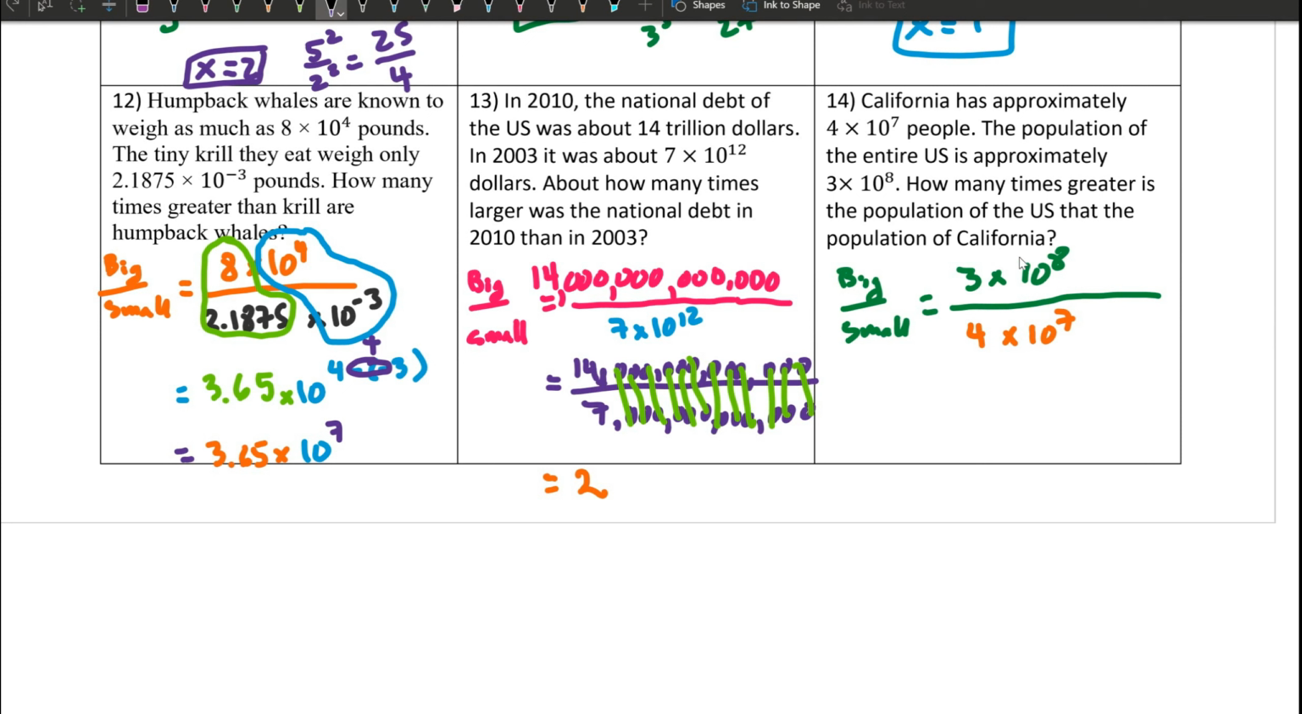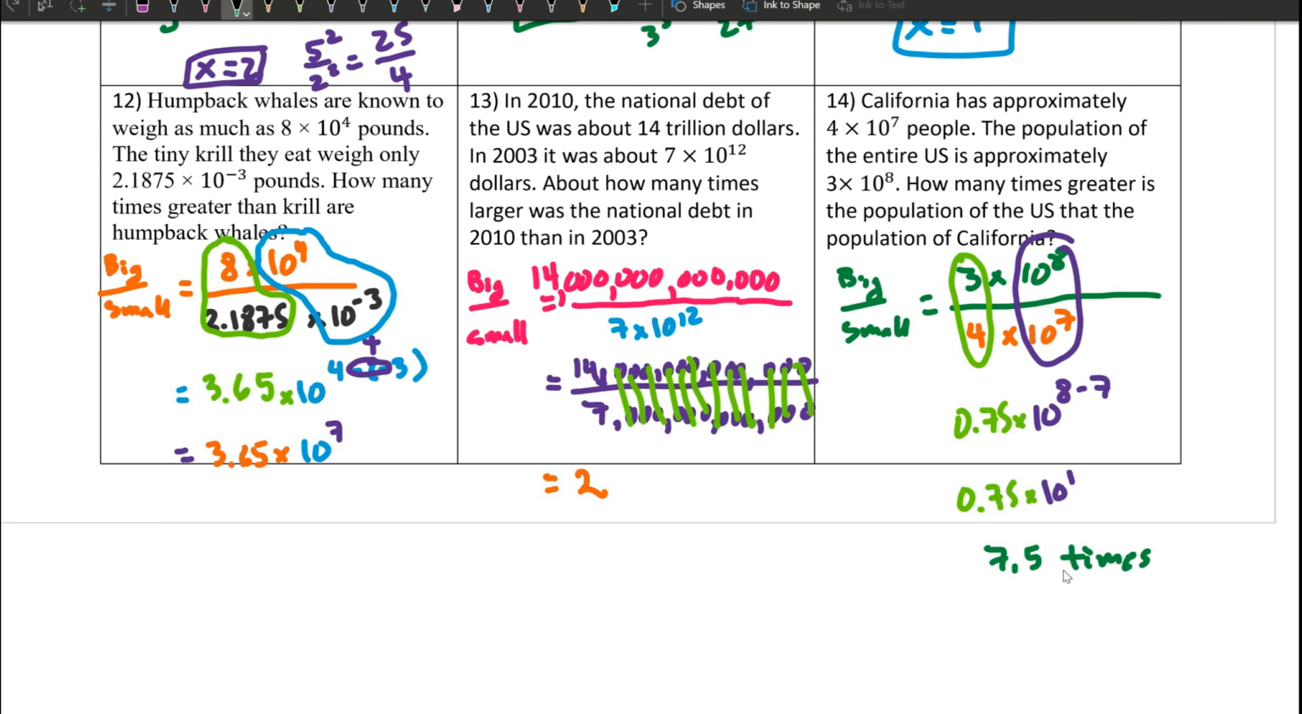Alright, so now we can use the quotient rule, subtract the powers. 10 to the 8 minus 7, which is 10 to the first power. Now we can divide the numbers. 3 divided by 4, or 3/4, that will be 0.75. 0.75 times 10 to the first power, or 0.75 times 10, will give you 7.5. It is 7.5 times larger. I'm sorry about that. The population of the whole United States is 7.5 times larger than the population of California.